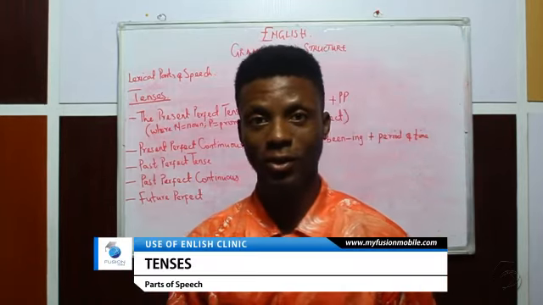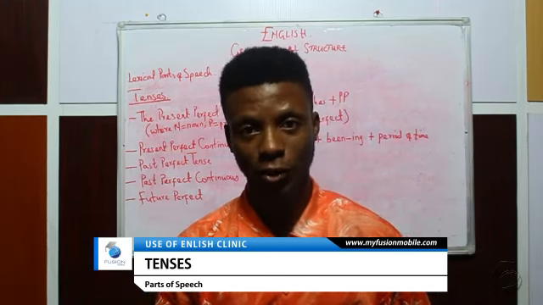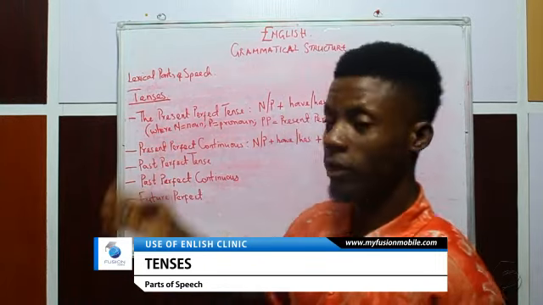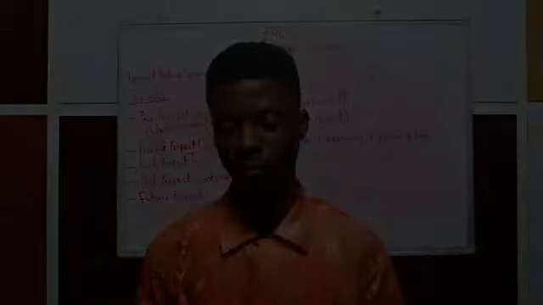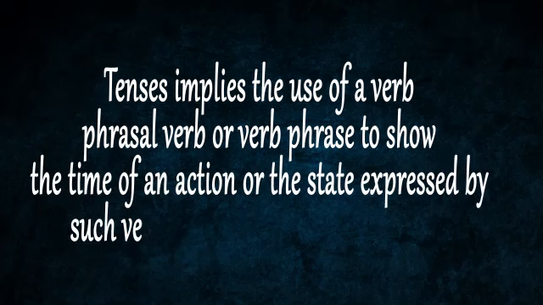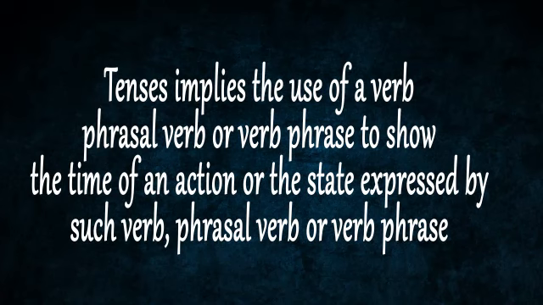On our previous class, we discussed grammatical structure, under which we have the lexical part of speech. We are still there, and today we are going to be treating tenses. Tense implies the use of a verb, phrasal verb, or verb phrase to show the time of an action or to show the state expressed by such a verb or phrasal verb or verb phrase. Tense also implies using a verb or verb phrase to show continuance of action or the completion of the action expressed by such verb or verb phrase.